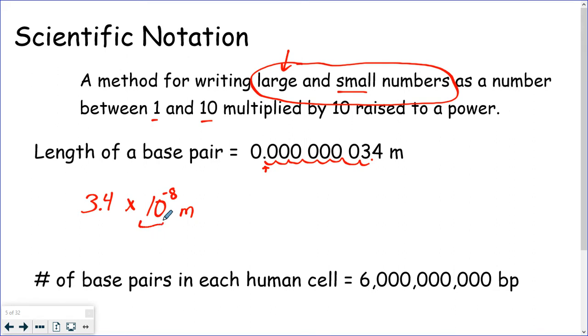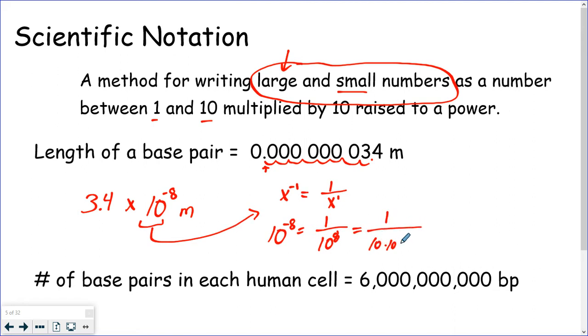If you haven't seen this before in your math class, what does the negative power mean? Maybe you've seen this in your math class, x to the negative first power. We can write that as 1 over x to the positive first power. So I can do the same thing with my 10. 10 to the negative 8th power is the same as 1 over 10 to the positive 8th power. Well, that's the same as 1 over 10 times 10 times 10.